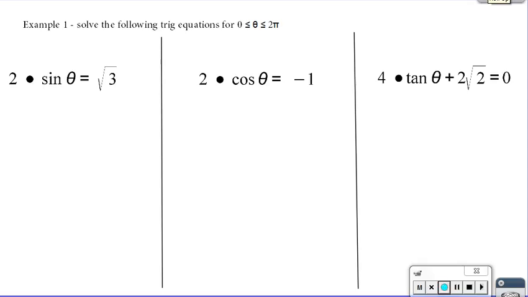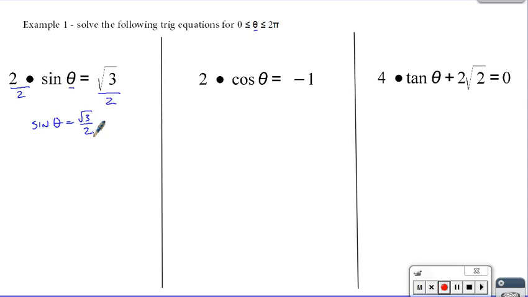So here, if I'm solving for theta, and theta is between 0 and 2 pi, that tells me that I'm on the unit circle. I want to get theta by itself. Okay, so to do that, sorry for these weird looking equations. It's the best I could do. I'm going to divide by 2. So I have sine of theta equaling root 3 over 2.